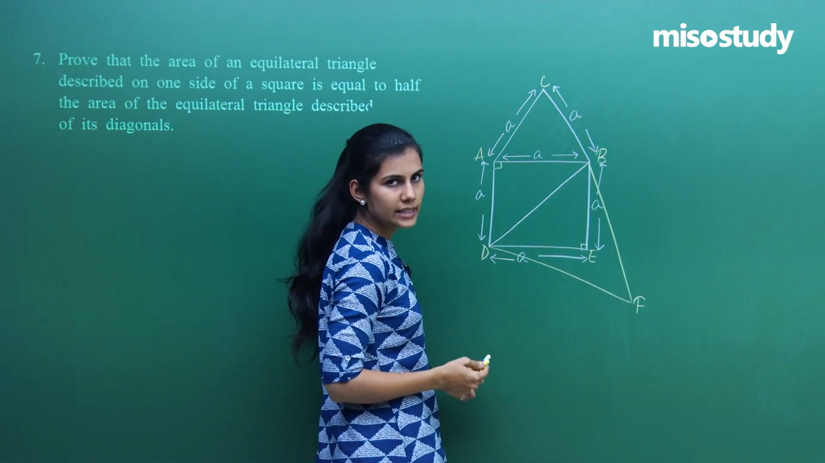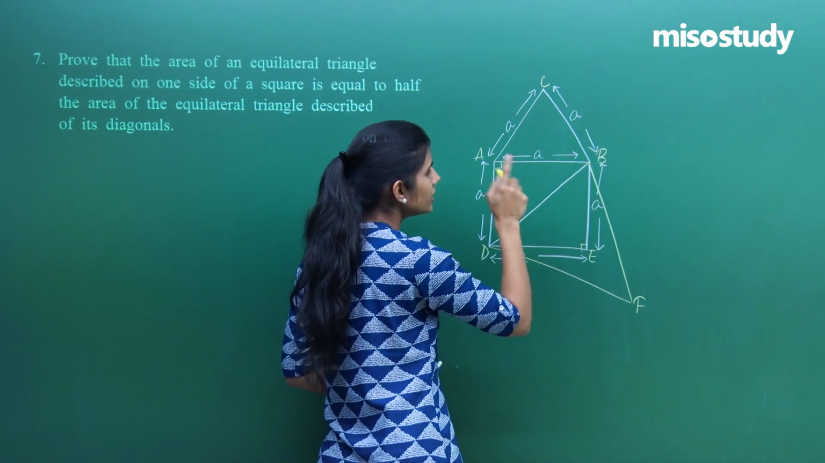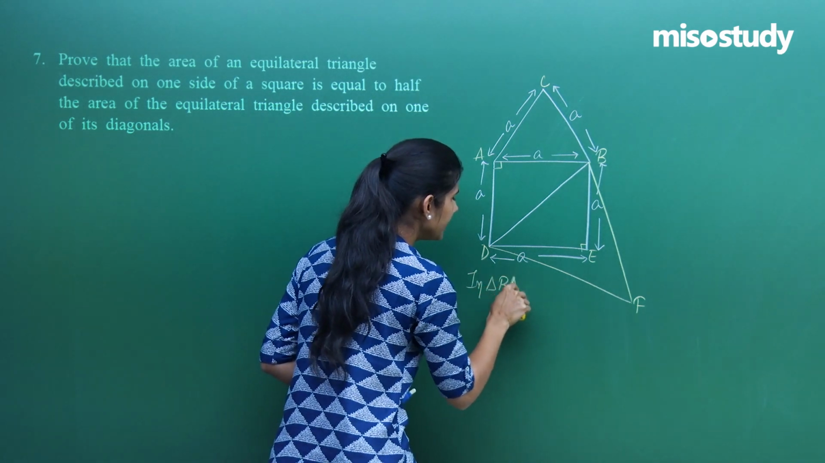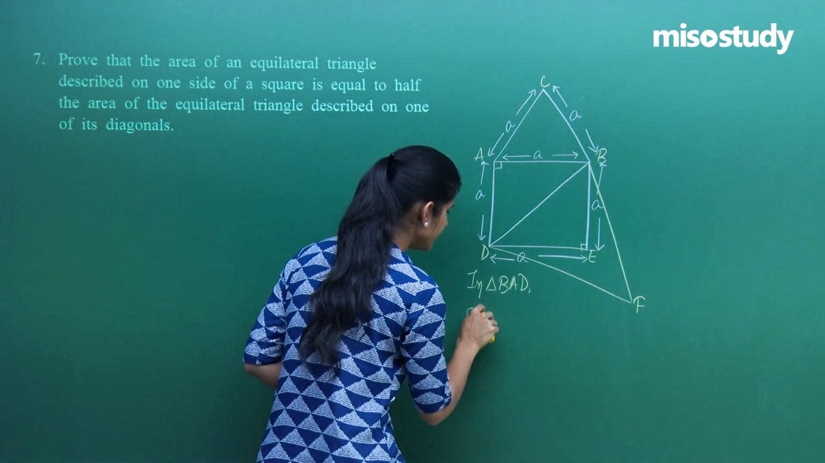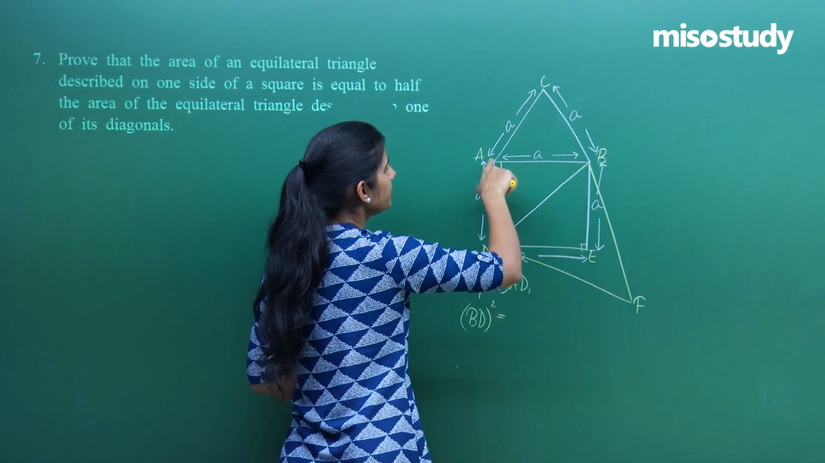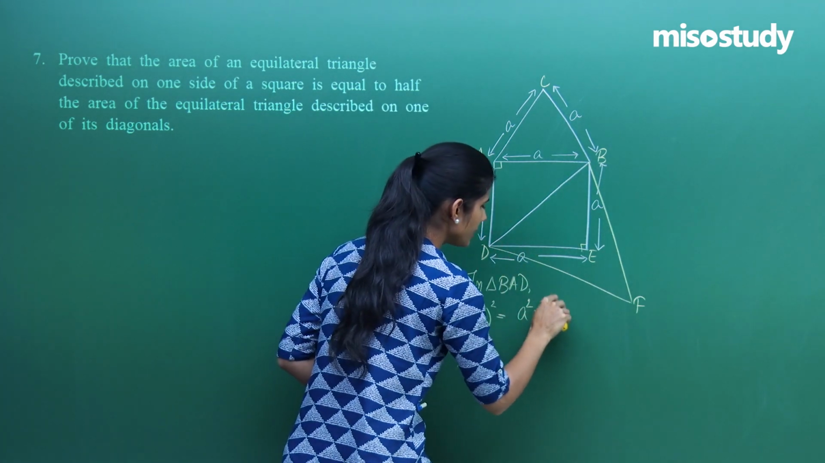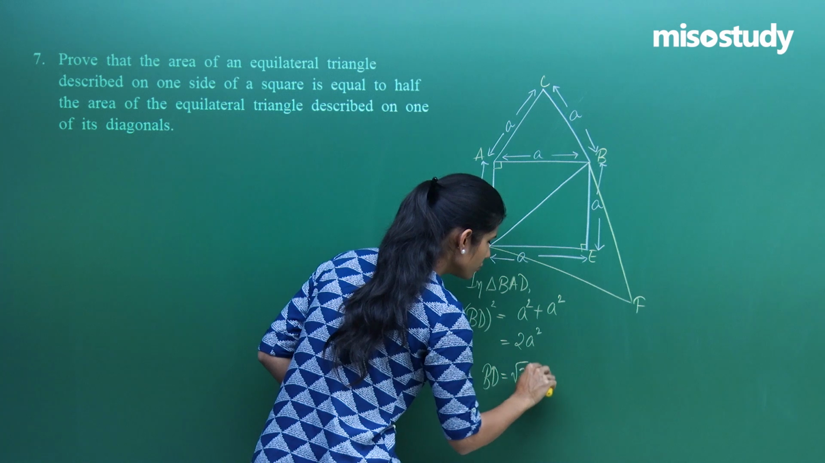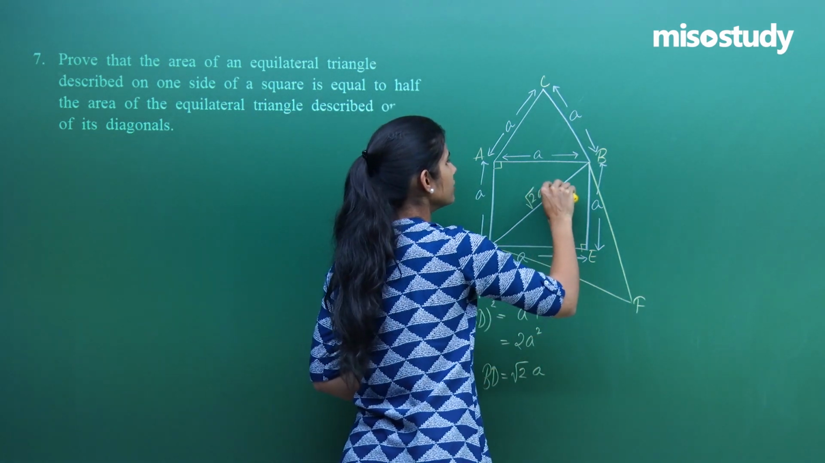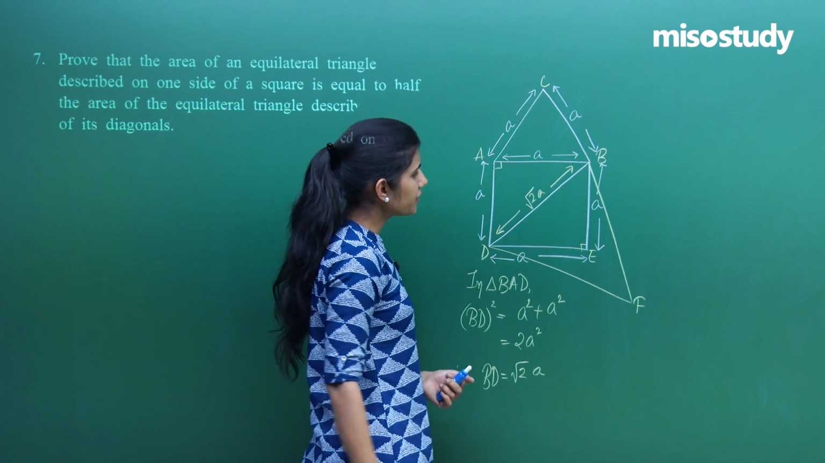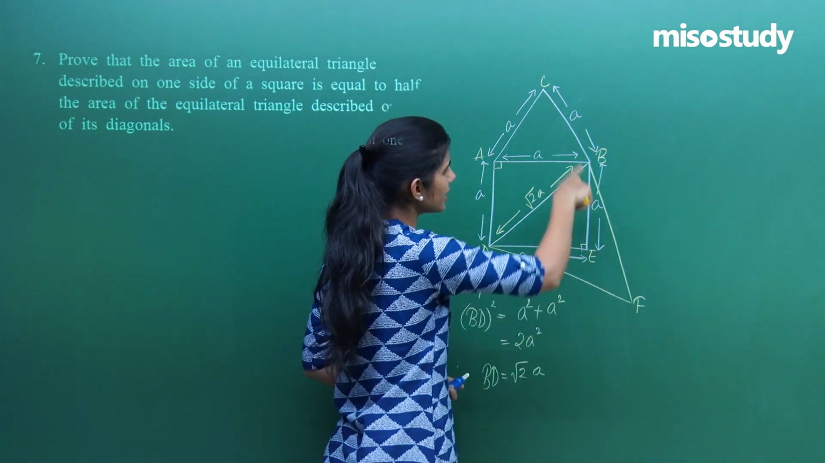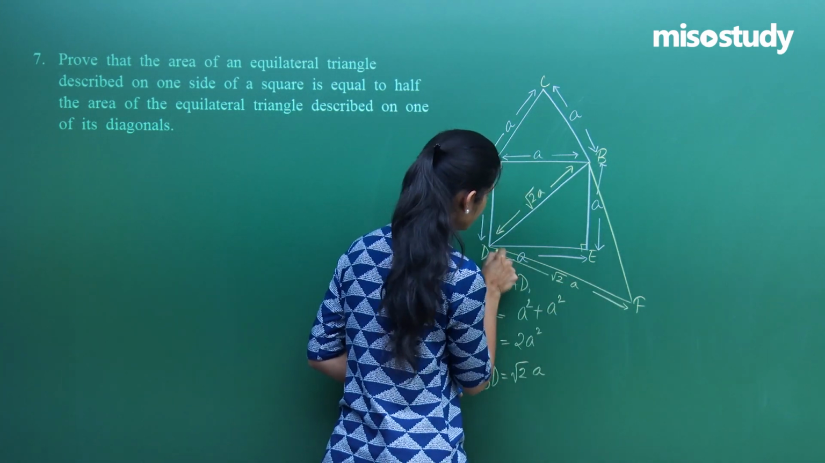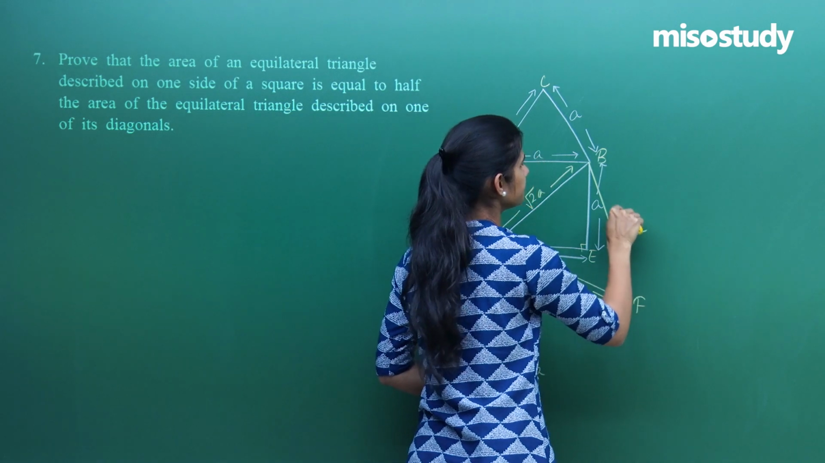What is the length of this diagonal? The length of this diagonal is actually the hypotenuse of the right angle triangle BAD. So in triangle BAD, hypotenuse squared, that is BD square, is equal to BA square plus AD square, that is A square plus A square, which is 2A square. So BD is actually root 2A. So the length of the diagonal is root 2A. This is sitting as one of the sides of this equilateral triangle. So this is root 2A, and even this is root 2A.